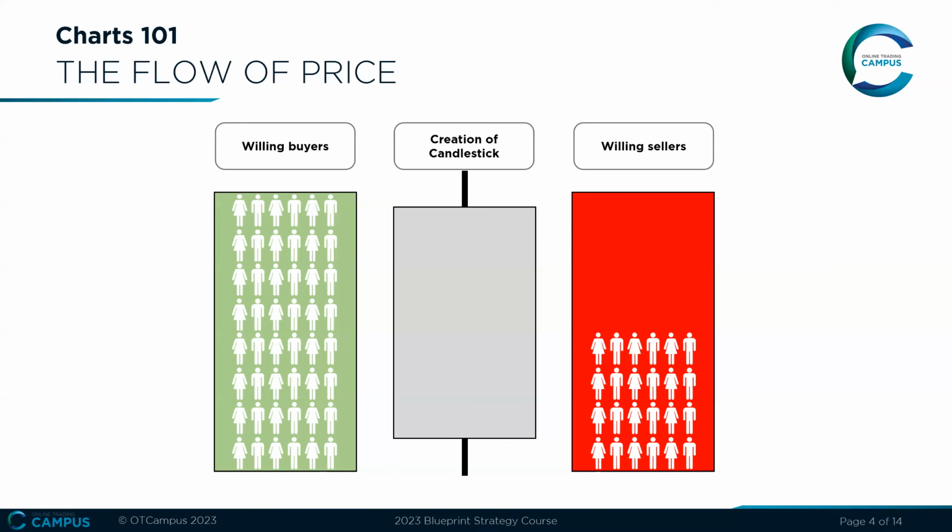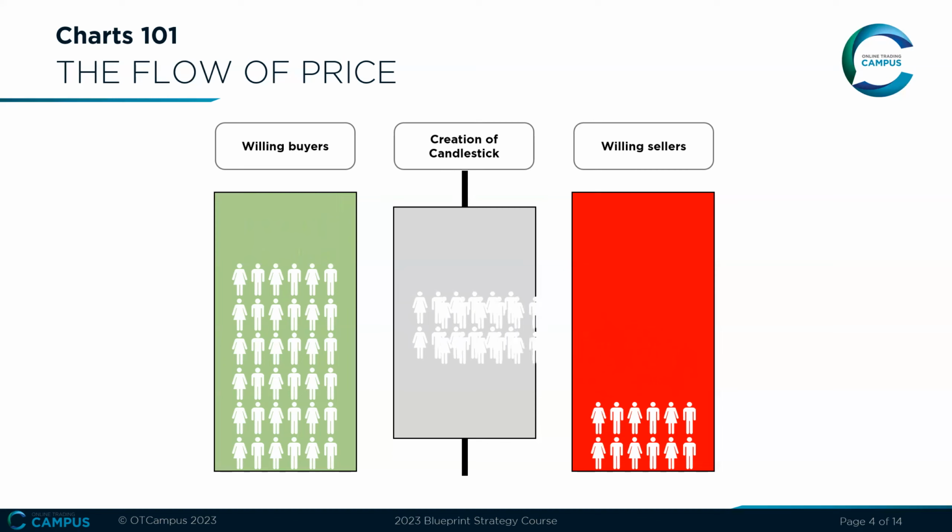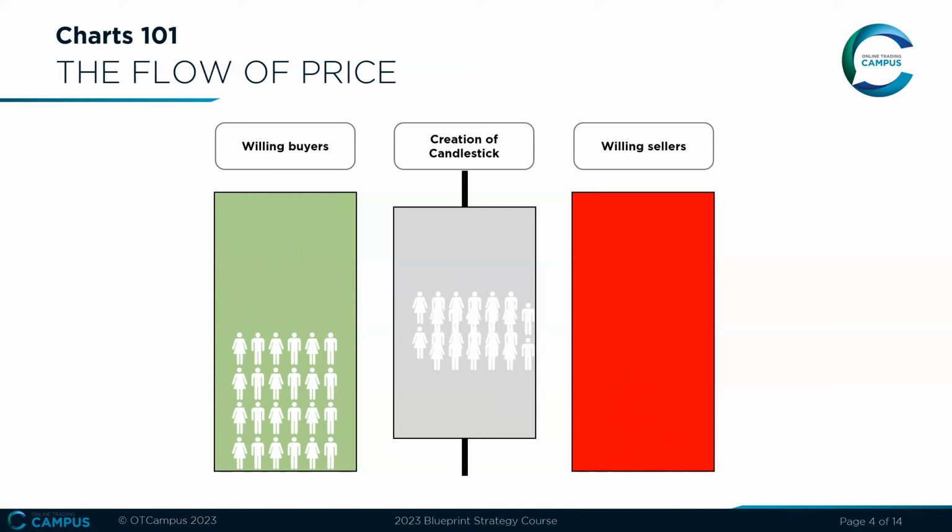Now, let us say you have exactly the same willing buyers and the same willing sellers, right? Like here, for example, they're matching up. They're exactly the same amount. Nothing happens to the candle, right? The candle cannot move if it's exactly the same while they're matching up.